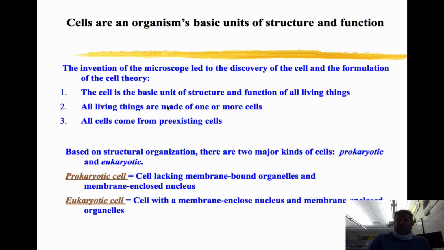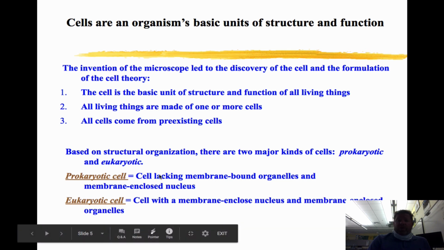We'll talk about something called the cell theory, that all cells come from other cells, and that cells are the smallest living items that can be out there. We'll also talk about how cells come in different types. The two major types of cells are prokaryotes and eukaryotes.